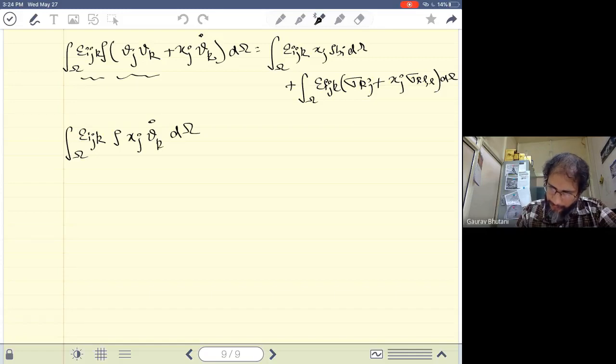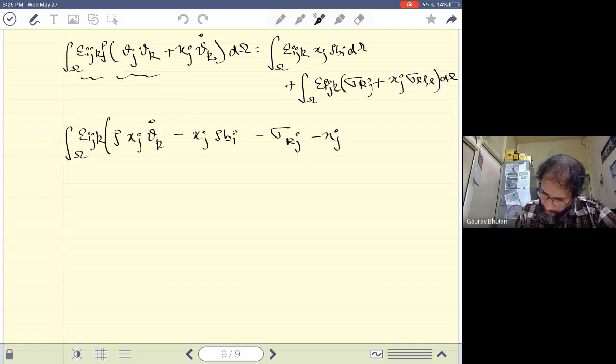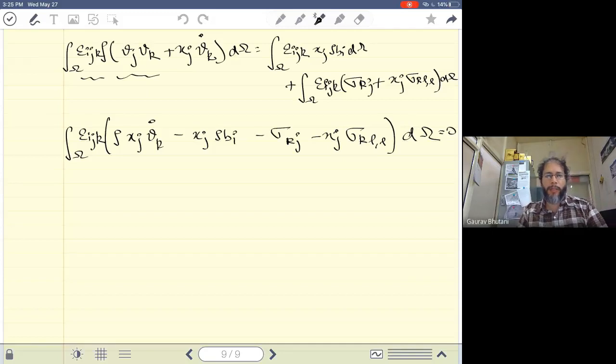which is xj times Vk dot times d omega, and then let's bring the terms to the left hand side. So we don't need to write d omega here, and epsilon can also be taken as common. Then we have xj times rho bi, and then we have sigma kj and xj times sigma kl comma l d omega. So what we've done is we've moved all the terms to the left hand side into one integral, and this is equal to 0.